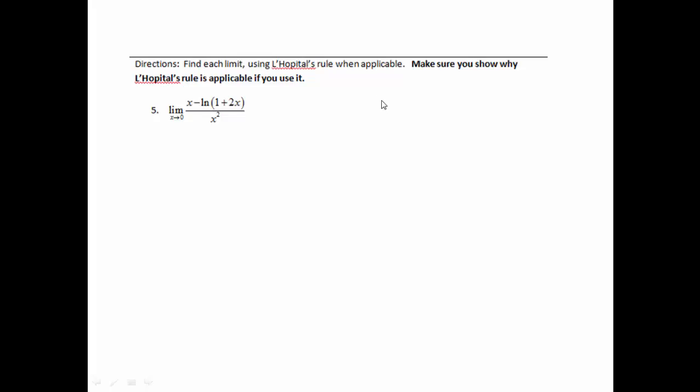Directions for this section: find each limit using L'Hopital's rule when applicable. Make sure you show why L'Hopital's rule is applicable if you use it.